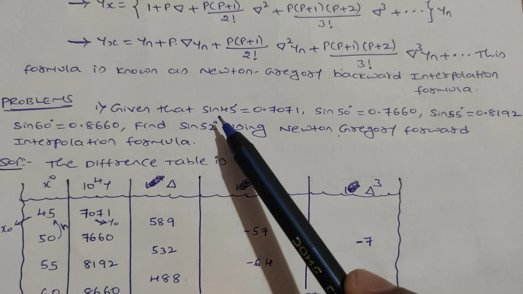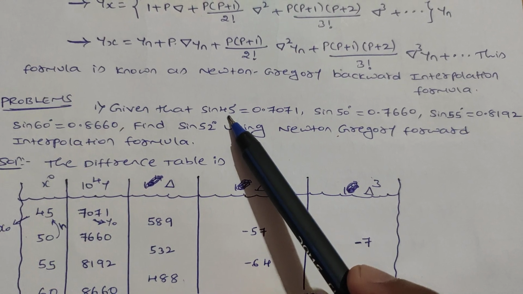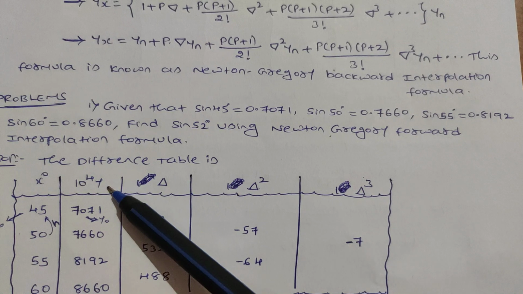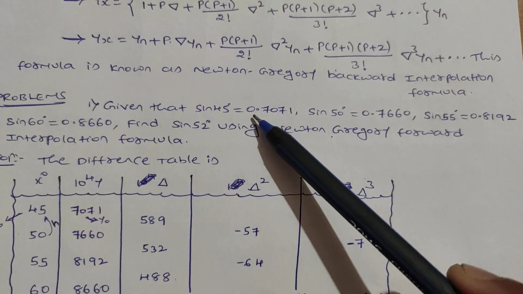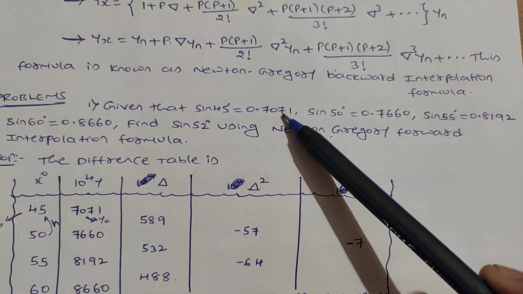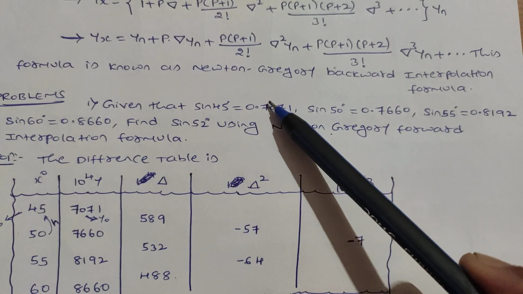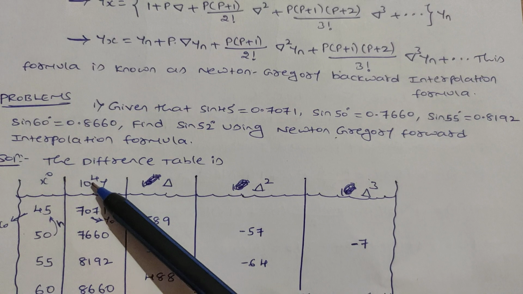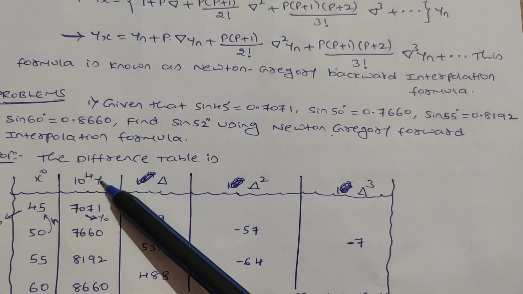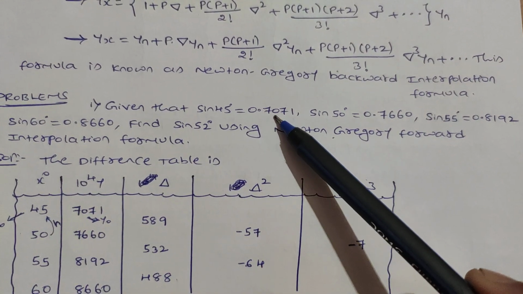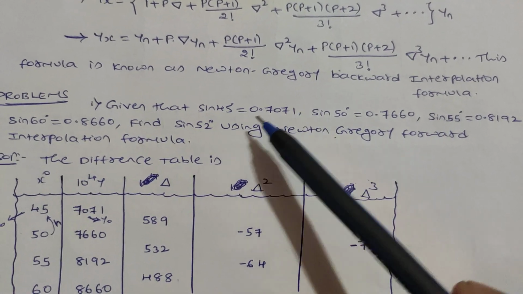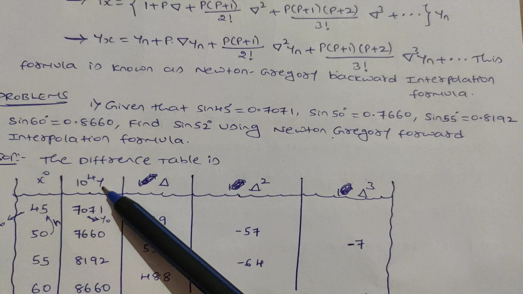See, here we have some data. So let us assume the data in the form of x and y. Whenever we have 0.7071, here we observe 4 decimal places. Therefore we write the value of y as 10 to the power 4 into y. That means we consider the value 7071. So 0.7071 can be considered as 10 to the power 4 into y.